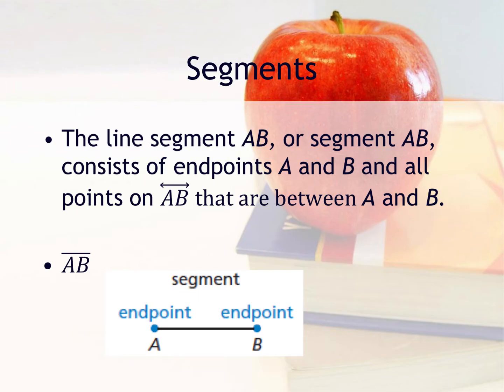On the next slide, we're talking about segments. And in this picture, the line segment or segment AB consists of endpoints A and B and all the points on line AB that are between A and B. So for example, a segment stops, whereas a line goes forever.